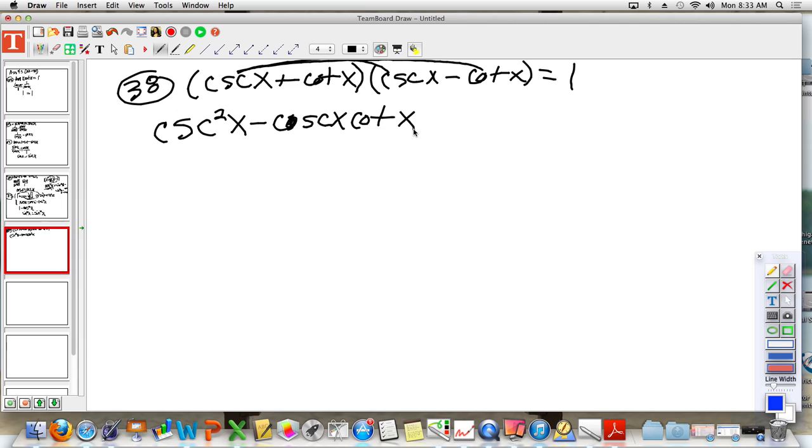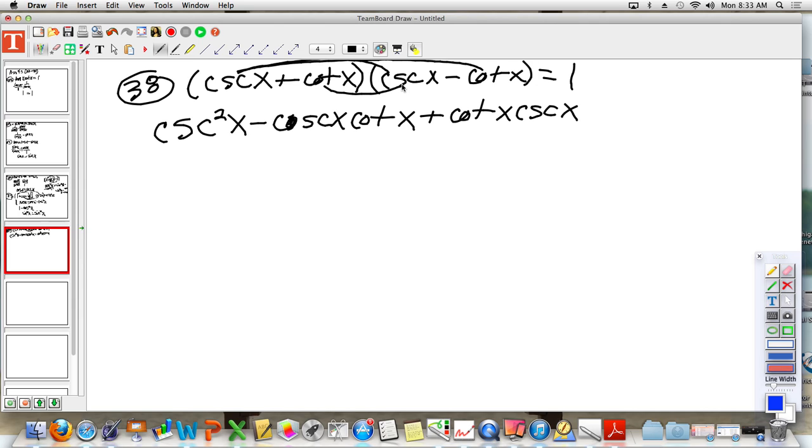You guys notice that these two things are exactly the same. The only difference between them is the positive and the negative. So they're going to cancel each other out. Now we're going to take this cotangent and multiply it by cosecant. Those are both positive, so we have plus cotangent of x, cosecant of x.